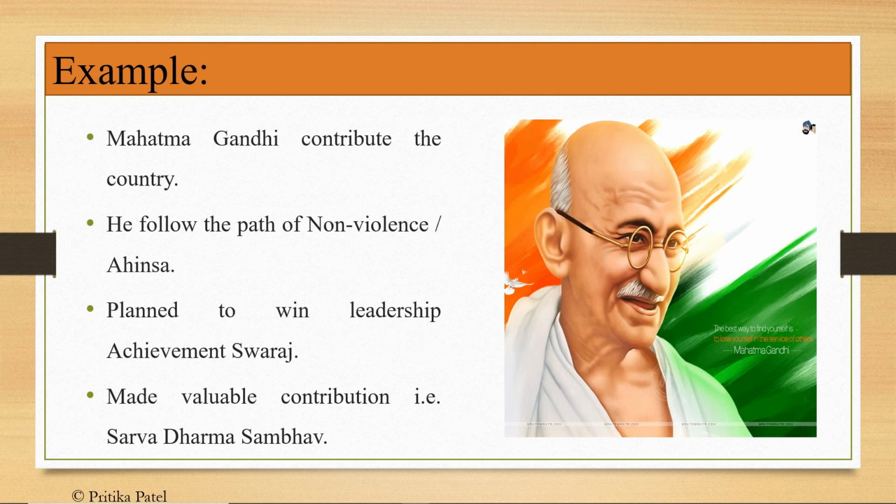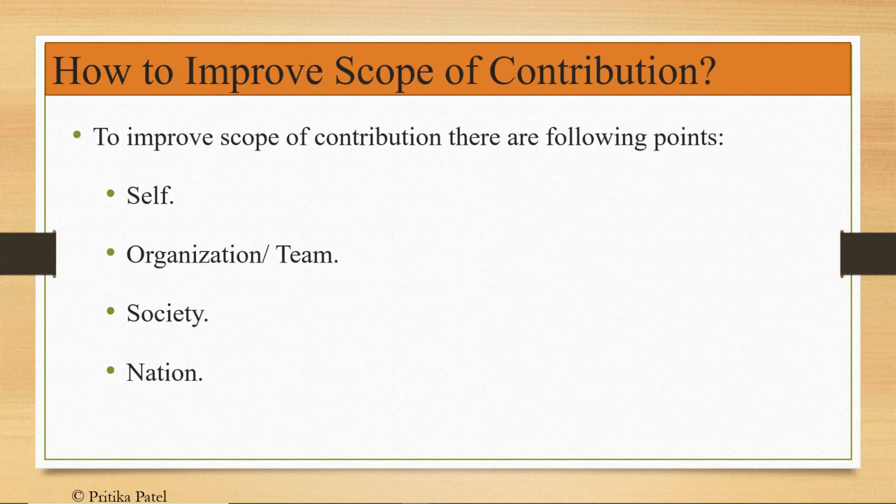for the freedom of India. Now, how to improve scope of contribution? To improve scope of contribution, there are the following points. First one is self, then second one is organization or team, then society and nation. So to improve scope of contribution, first of all we have to improve ourselves. Then we can improve our organization or team. And then after that we can improve our society or our nation. So improvement starts from yourself.